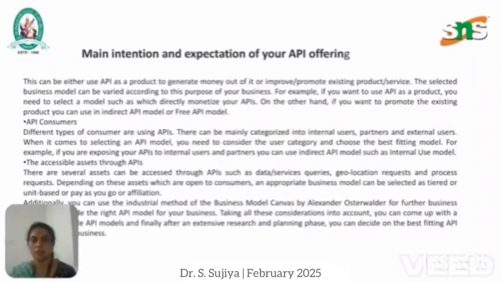Different types of consumers are using APIs, and they can be mainly categorized into internal, partner, and external users when it comes to selecting an API model. There are several assets that can be accessed through an API, such as data service queries, geolocation requests, and process requests. Depending on these assets which are open to customers, an appropriate business model can be selected.